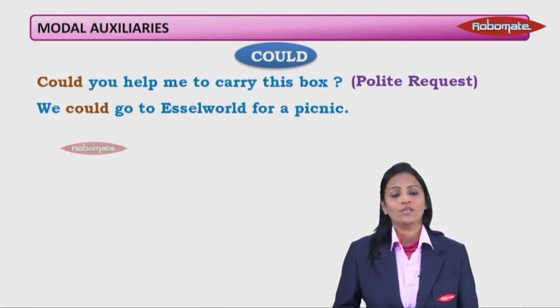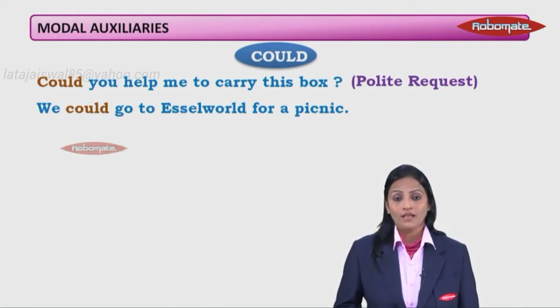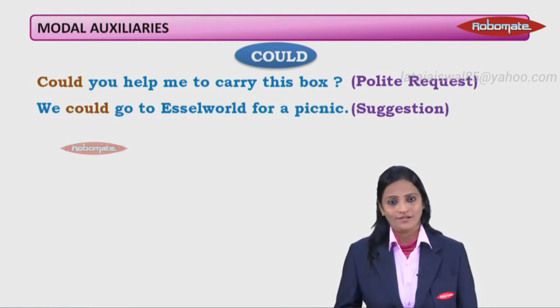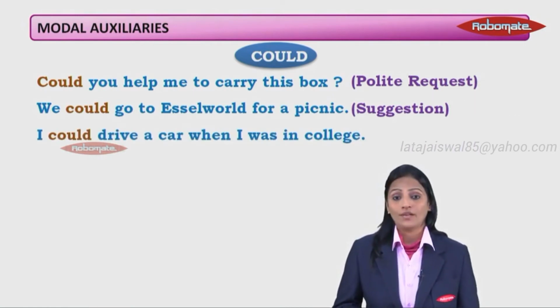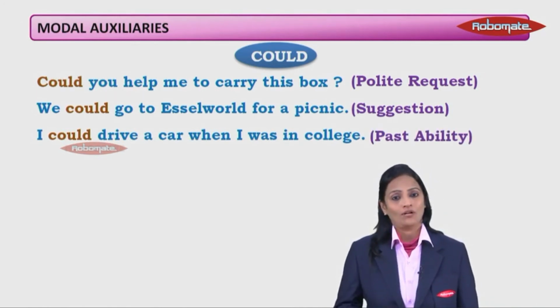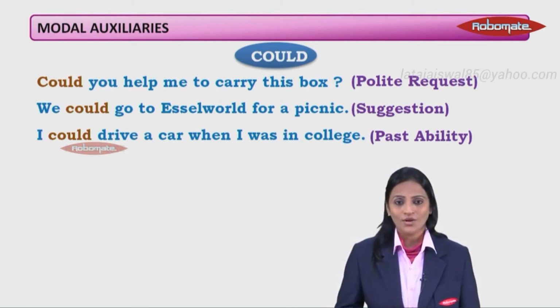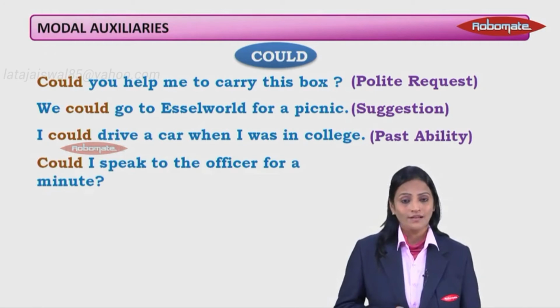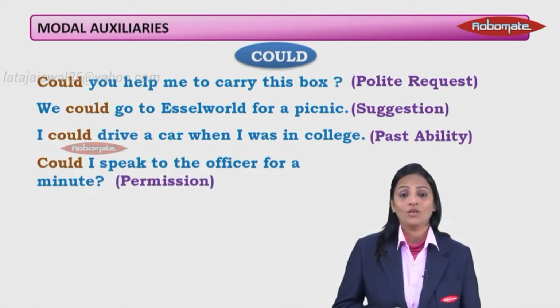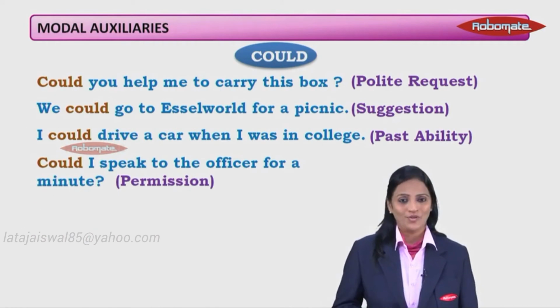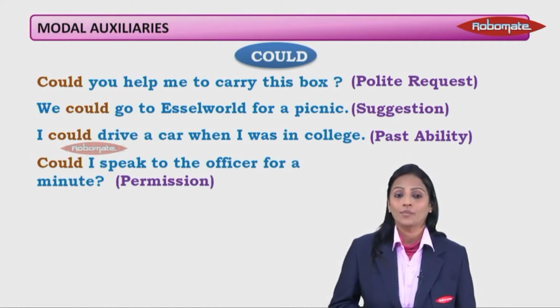We could go to the SL World for a picnic. Now here it is a suggestion that we could go here. Next, I could drive a car when I was in college. We've done this. It shows past ability. Now I cannot, but I could when I was in college. Could I speak to the officer for a minute? Here it is a permission, because you want to speak to someone with whom you cannot speak without permission. So here it is permission.